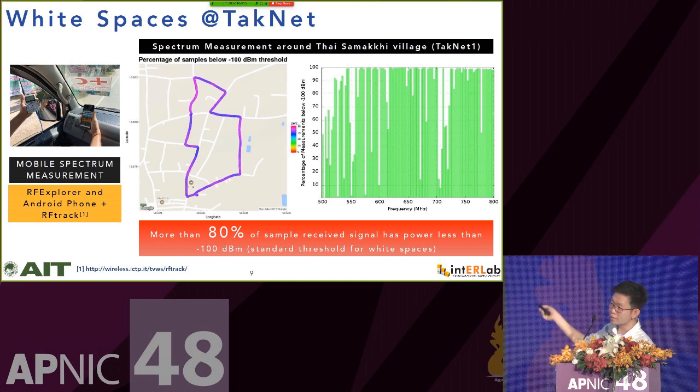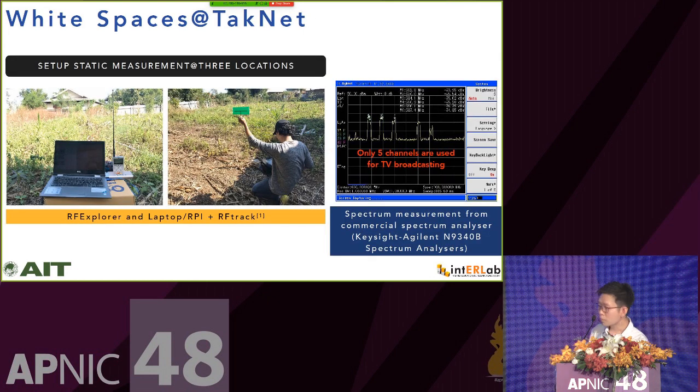The green bar shows the percentage of the spectrum that is free. From the result that we showed, we found that more than 80% of the received signal power is really low, which is less than the threshold of -100 dBm. Which means that most of it is free that we can use. But just a minute, that one is just exploring the vast areas of the spectrum.